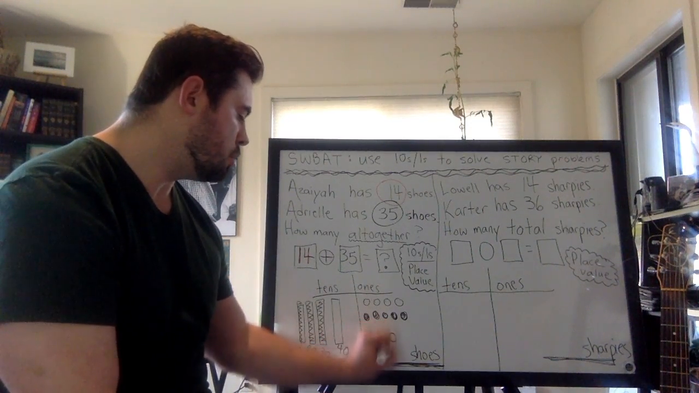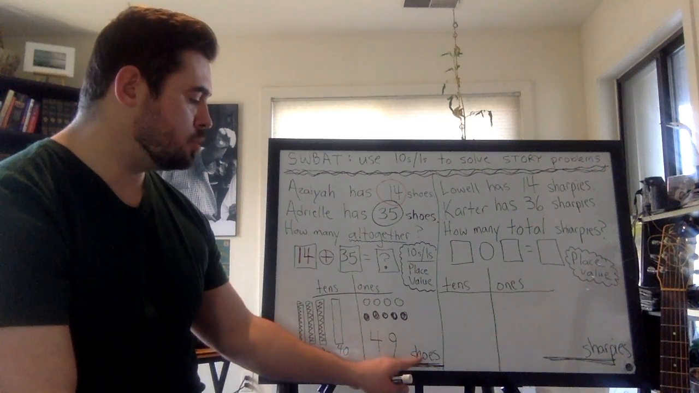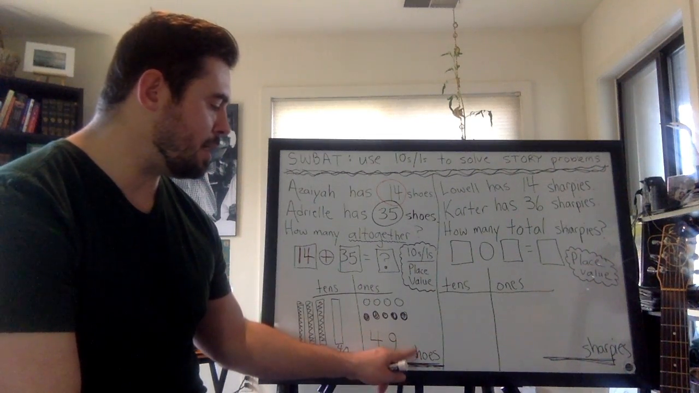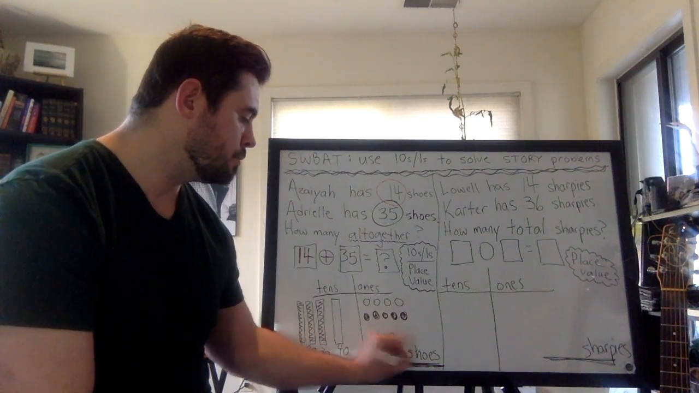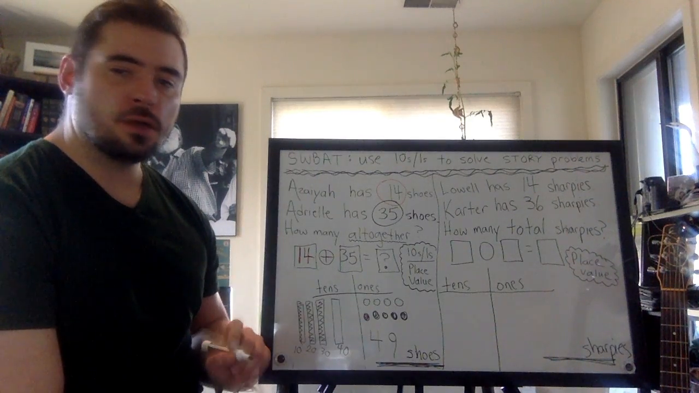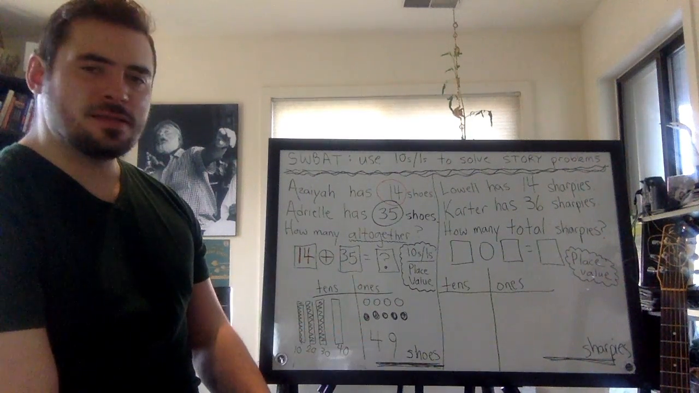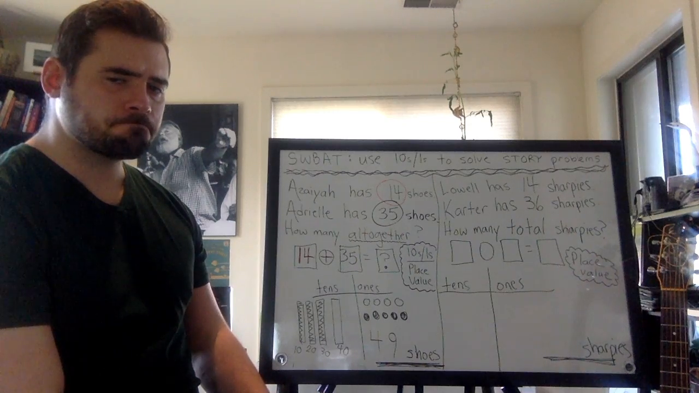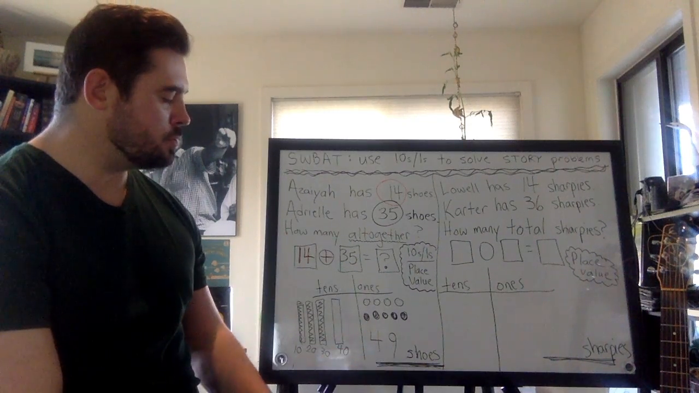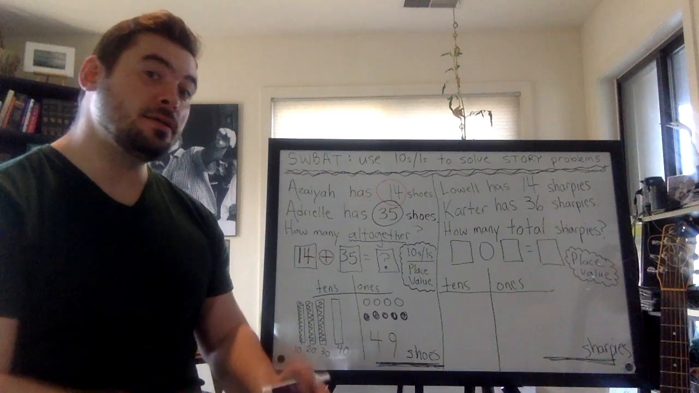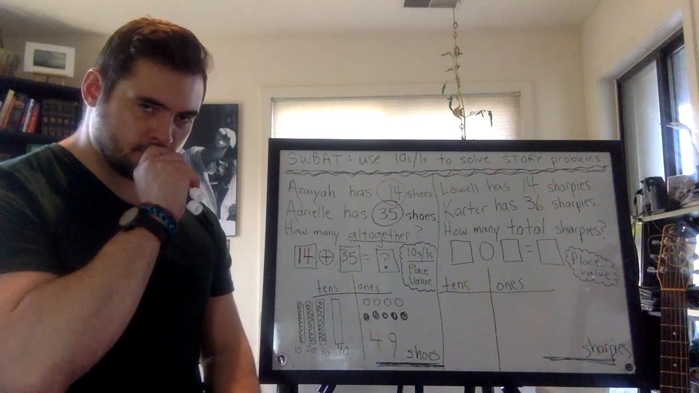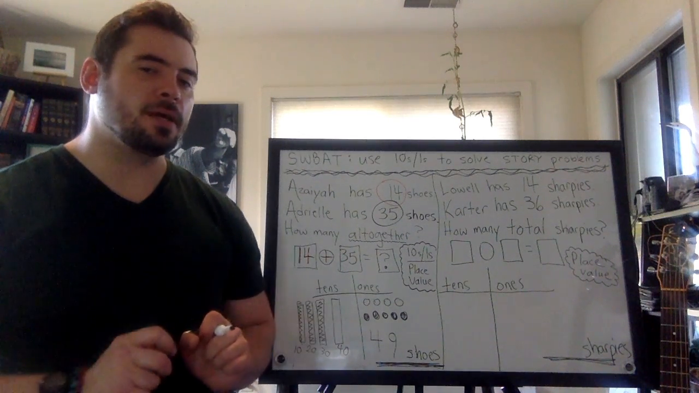49 what? 49 shoes. I'm going to erase that S, make it a little bit neater, just so I get that neatness point. Awesome. And if you're thinking to yourself, that looks a little goofy, well, maybe they need one more shoe to make it an even number. Oh, try to remember when we learned about that, right?